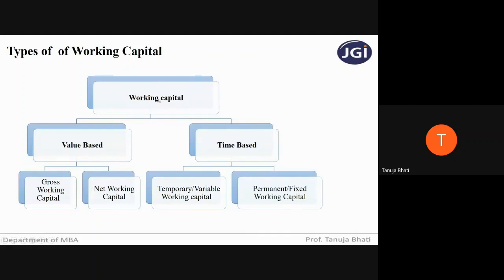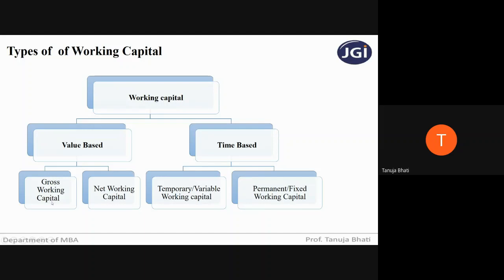Next, you have types of working capital. So working capital is basically divided into two types, that is value based and time based. So now under value based working capital, you have gross working capital and net working capital. Now what is gross working capital?